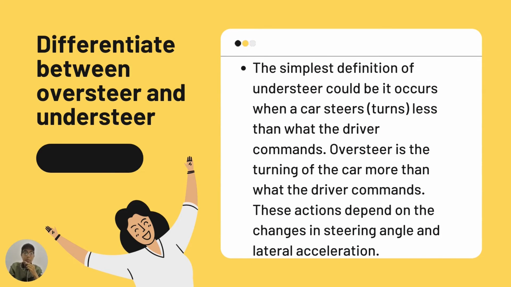Hello, Assalamualaikum. Today, I would like to explain how to differentiate between oversteer and understeer. The simplest definition of understeer could be that it occurs when a car steers less than what the driver commands. Oversteer is the turning of the car more than what the driver commands. These actions depend on the changes in steering angle and lateral acceleration.